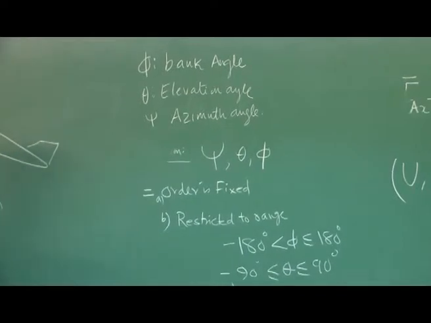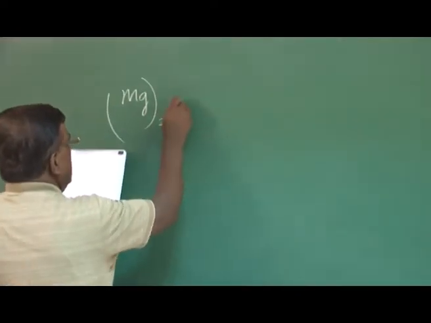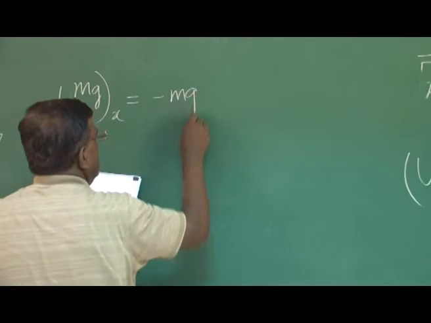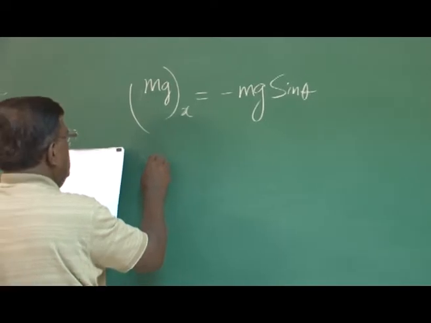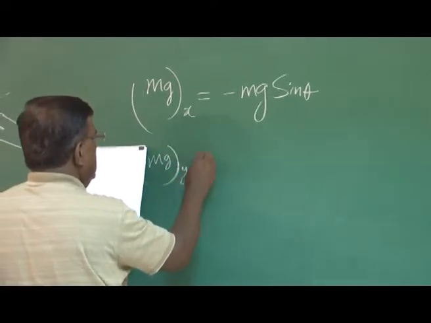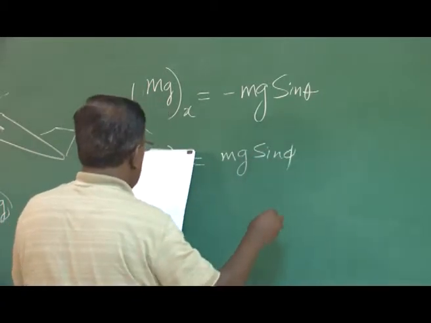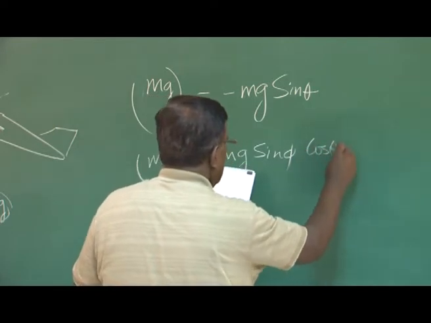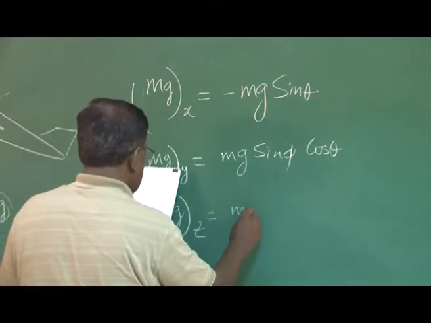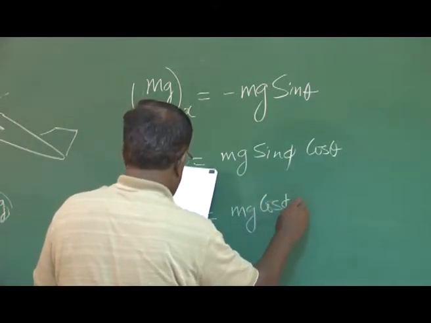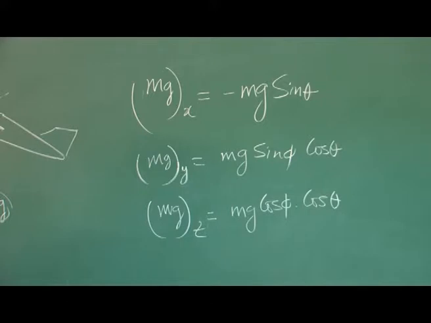And you have seen that we can easily write it as mg x component, I can write it as minus mg sine theta. Similarly, mg y component, I can write it as mg sine phi cos theta, and mg z component, I can write as mg cos phi into cos theta. Okay, clear?